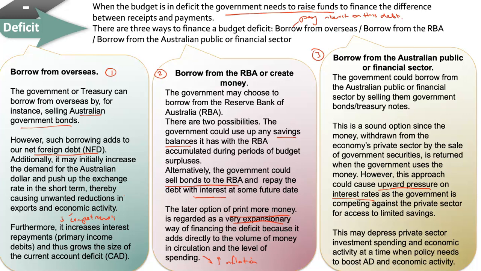It also may depress private sector investment spending and economic activity because they are giving the money to the government as opposed to using it to invest. And this might artificially reduce aggregate demand. So there's a lot to think about. But if you're going to have a deficit, you're going to have to get the money somewhere. You're going to have to get it from one of these options, and you will have to pay interest on this debt.